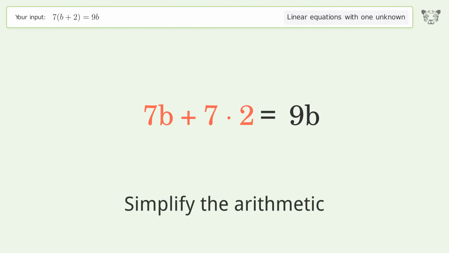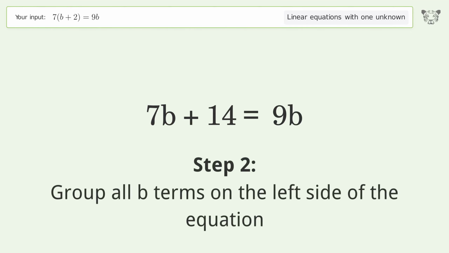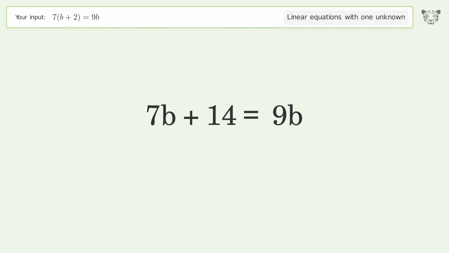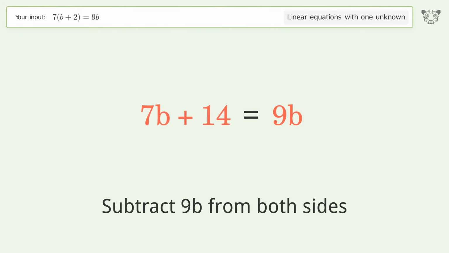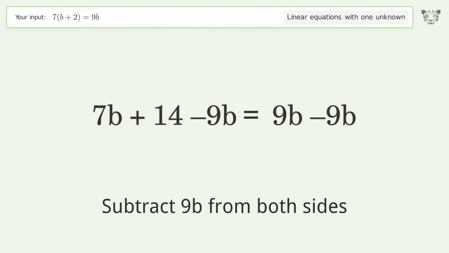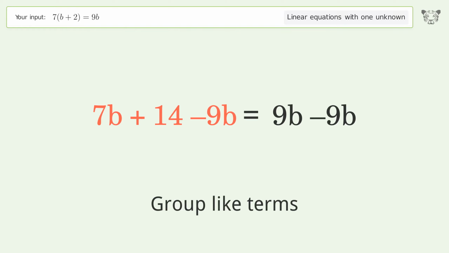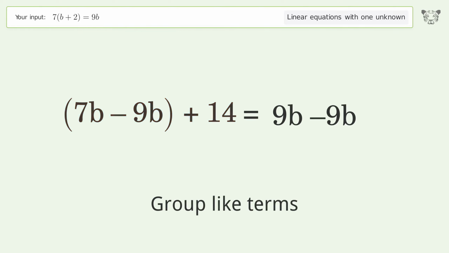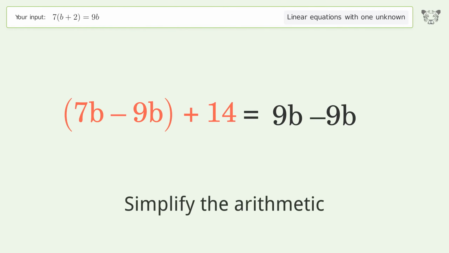Simplify the arithmetic. Group all b terms on the left side of the equation. Subtract 9b from both sides. Group like terms. Simplify the arithmetic.